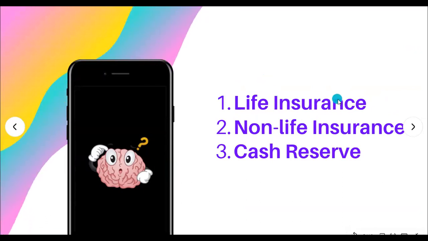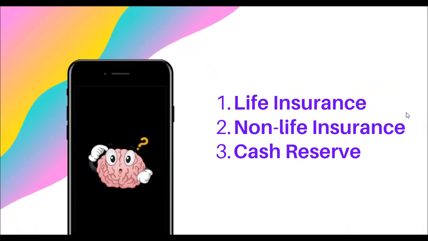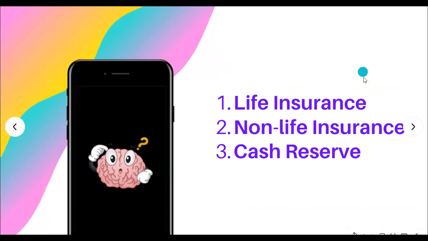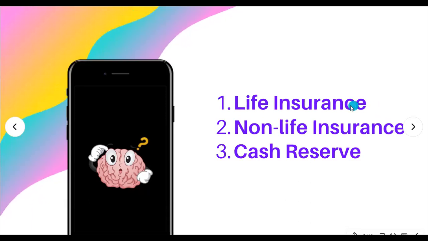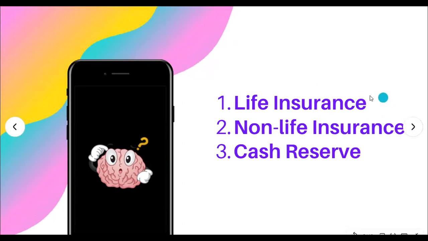Okay, so you need to have life insurance first, before you think about investing in bonds and stocks. You need to have life insurance first. Life insurance, I guess you understand what that is. The proceeds of the life insurance are payable to your heirs or beneficiaries in case of your death.